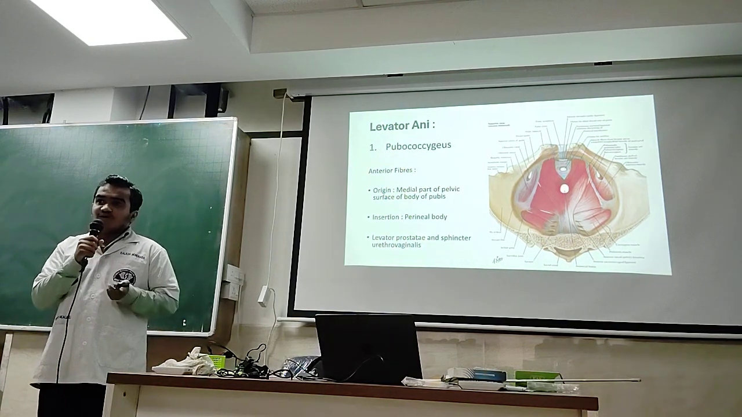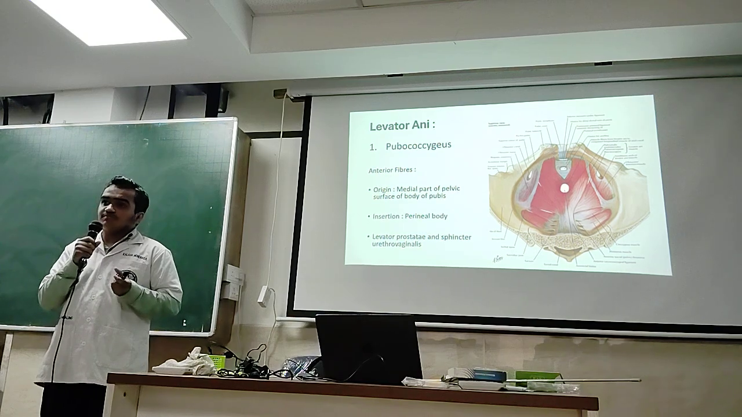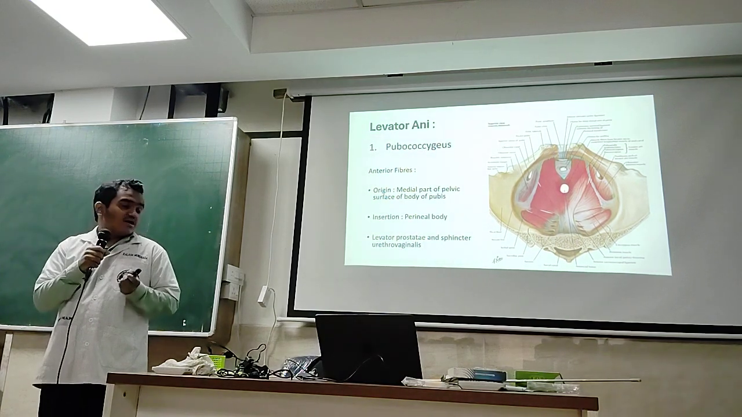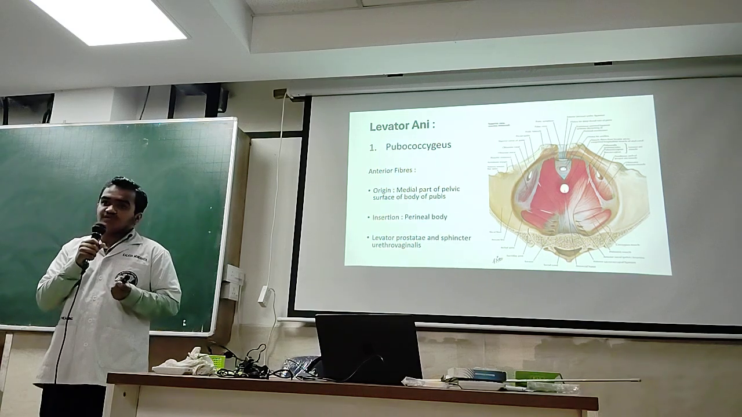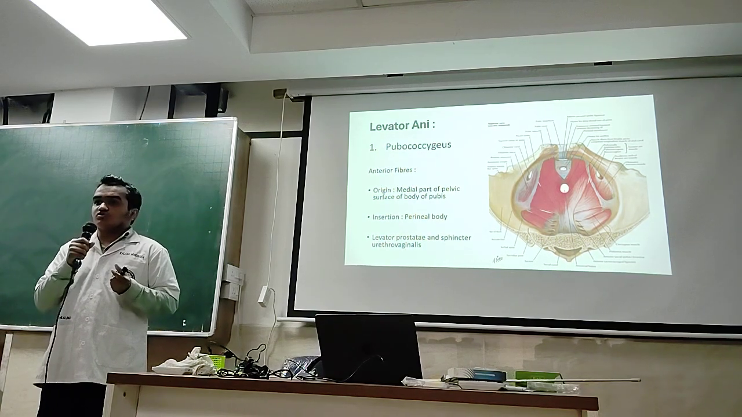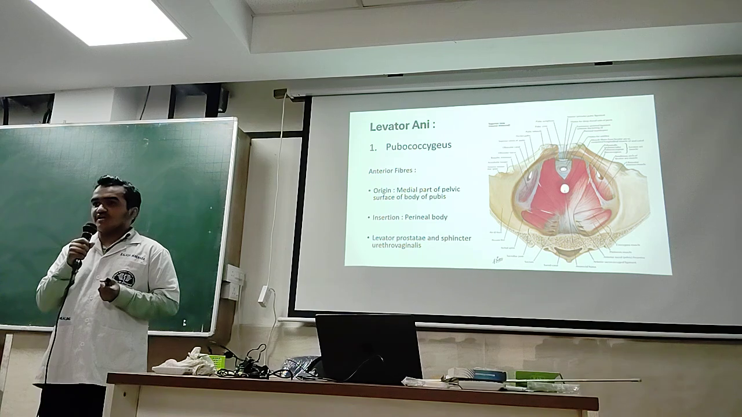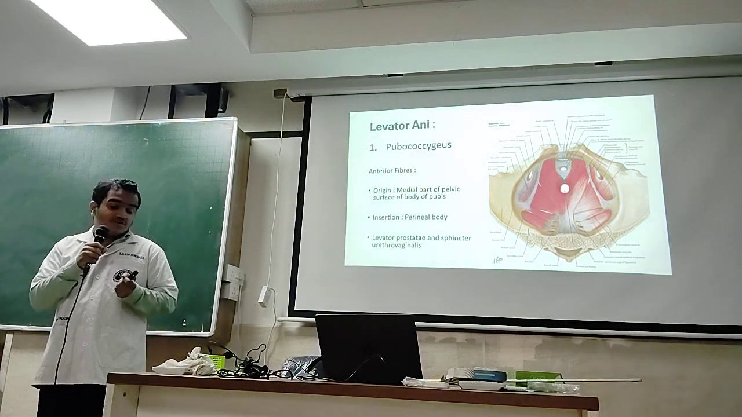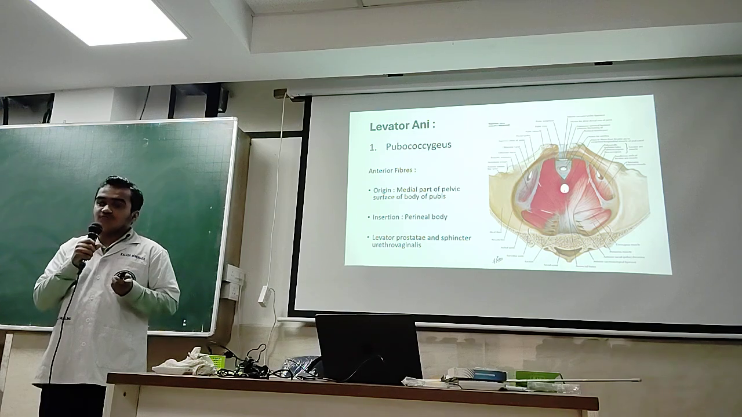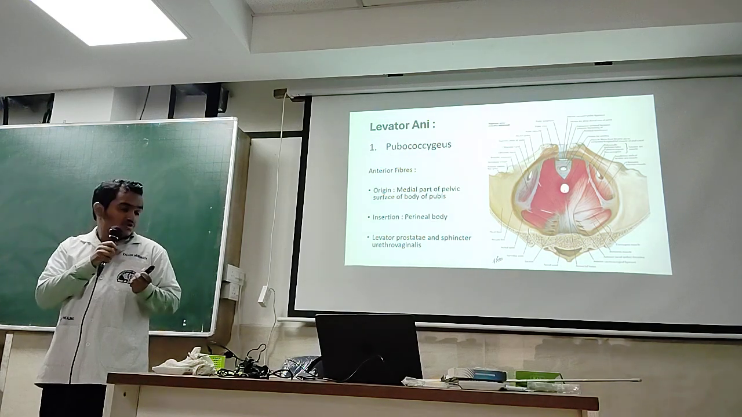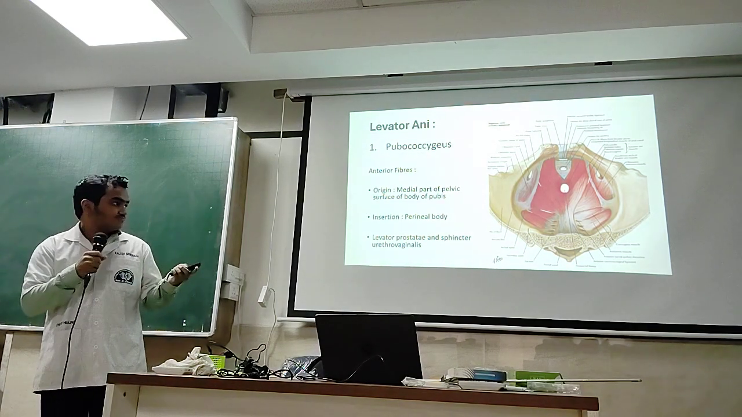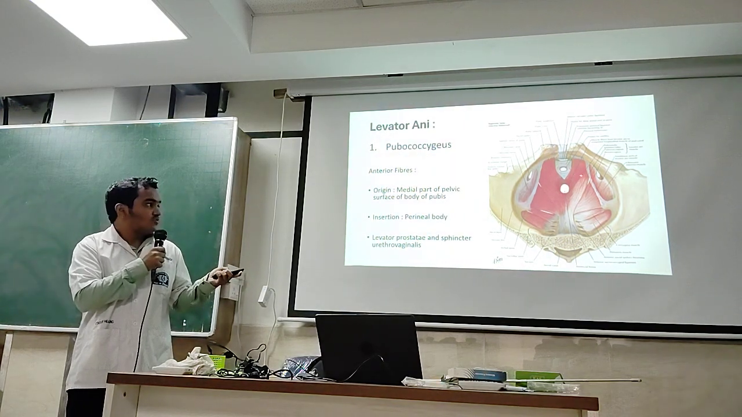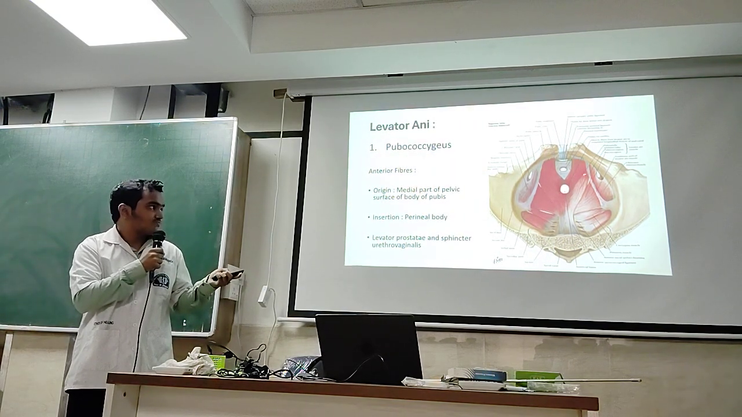Talking about the anterior fibers, they originate from the medial part of the pelvic surface of the body of the pubis, and insert on the perineal body. They also wind around the prostate gland in males and the vagina in females to form levator prostatae and sphincter urethrovaginalis. Here we can see the pubococcygeus muscle's anterior fibers.